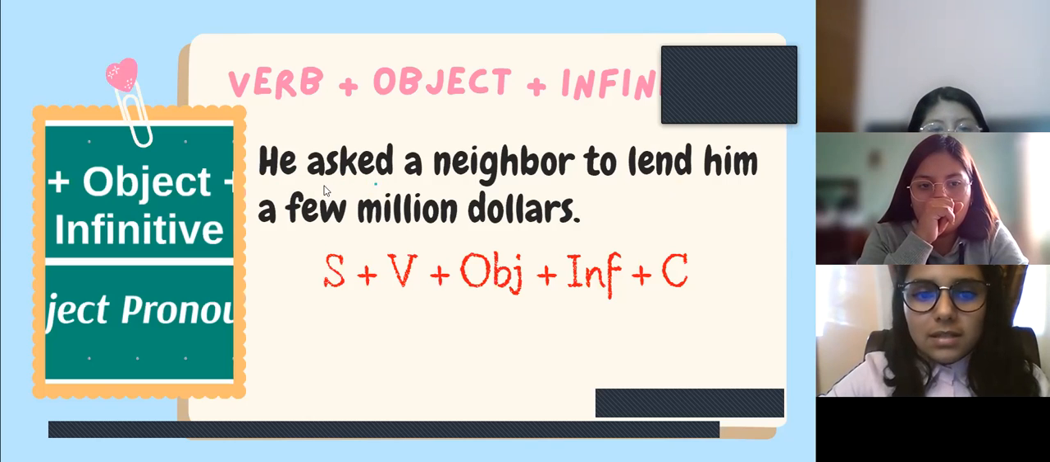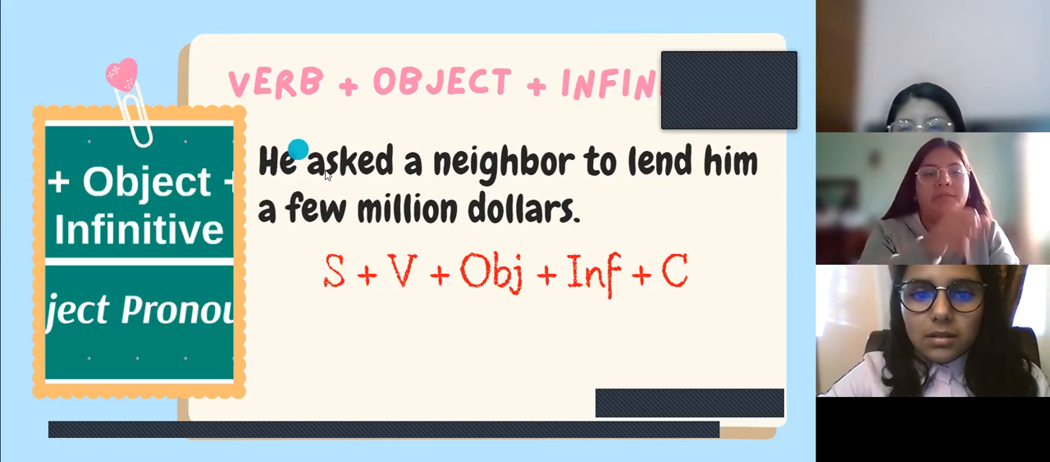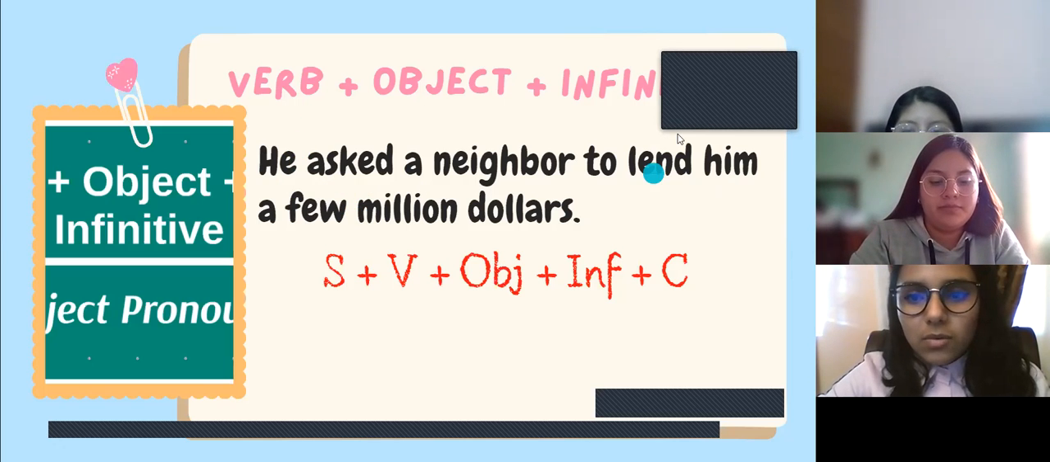Then we have the object, that is a neighbor. And then we have the second verb in an infinitive form. And then we have the complement that is him a few million dollars. So as you can see, also here we have two verbs. The first one, asked, and the second one is in an infinitive form.